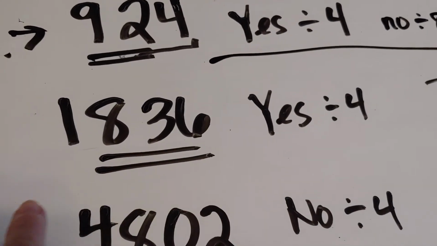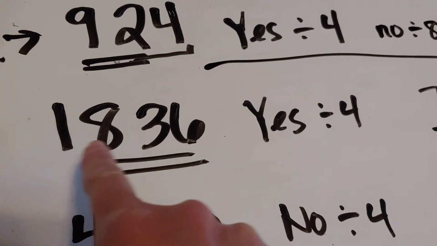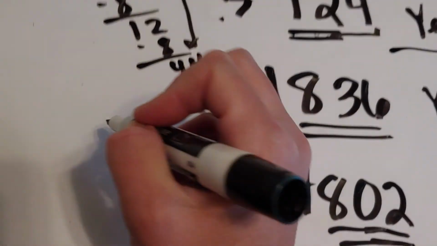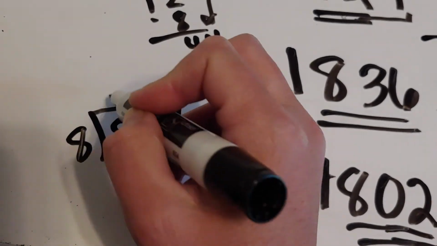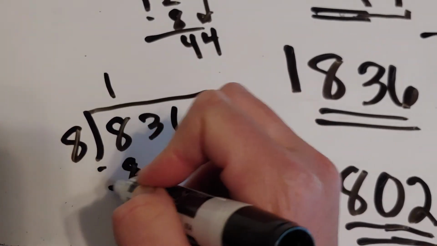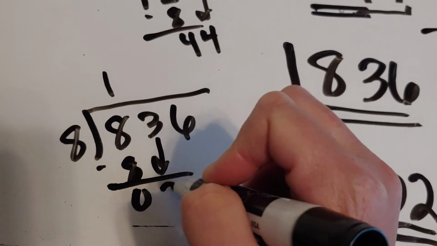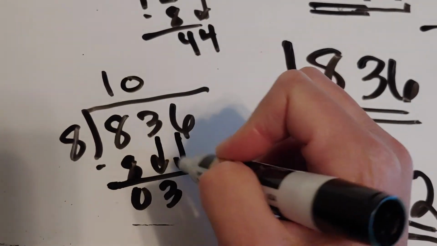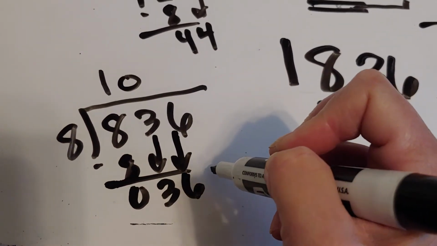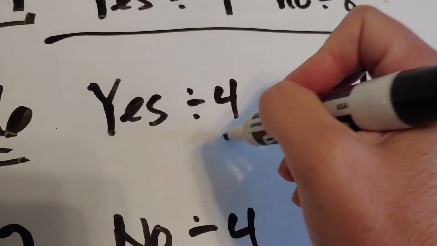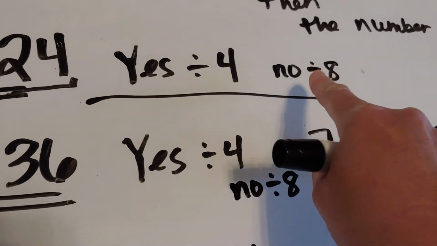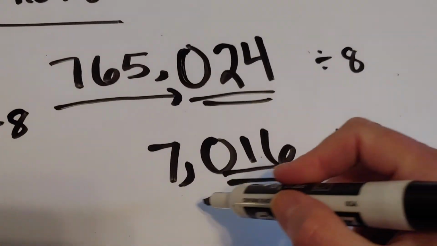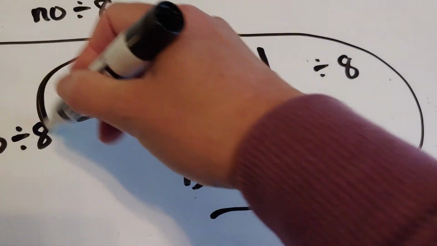What about this one? 1,836. Is 836 divisible by 8? Nope. So I made up 2 examples that are divisible by 4, but not divisible by 8. But these are examples that are divisible by 8.